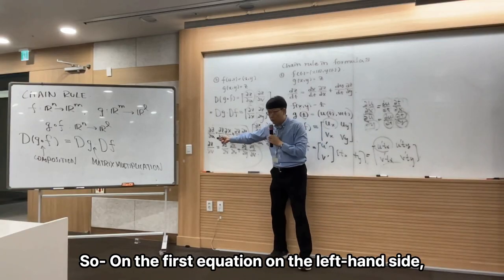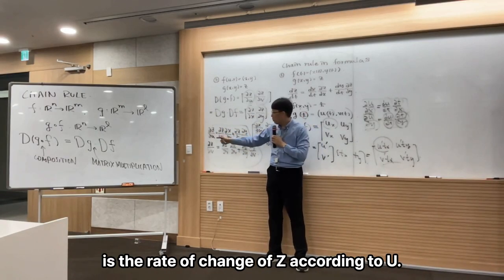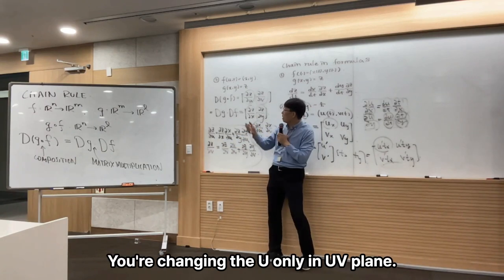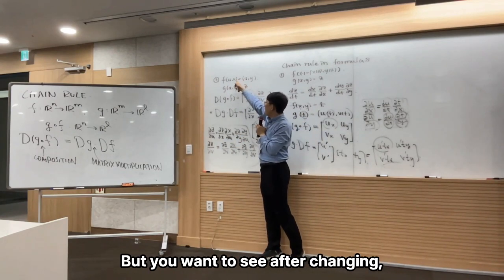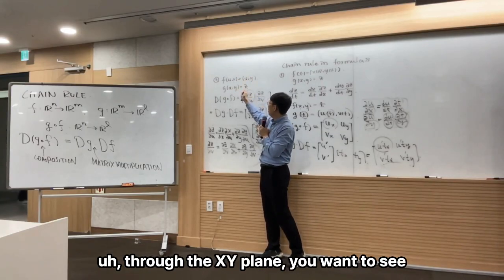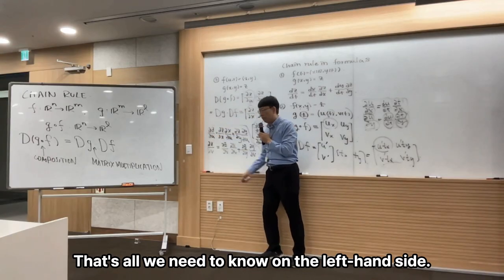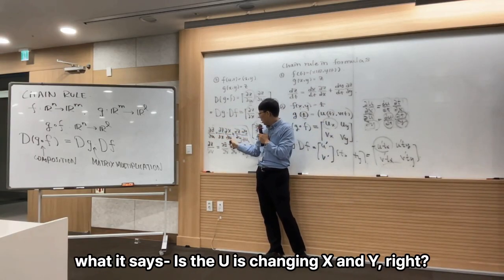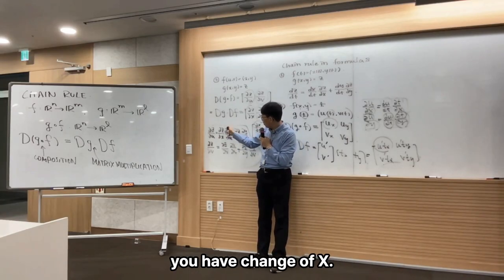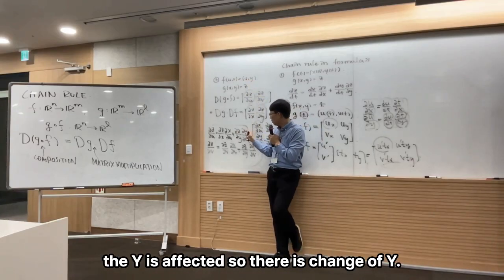On the first equation, on the left-hand side, what you want to see is the rate of change of z according to u. So you're only changing u, in the UV plane. But you want to see, after changing through the xy plane, how z is changing. That's all we need to know on the left-hand side. But on the right-hand side, what it says is that u is changing x and y. According to a change of u, you have a change of x. And also, when you change u, y is affected. So there is a change of y.